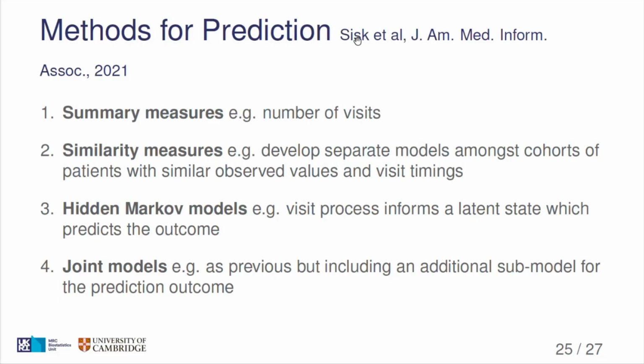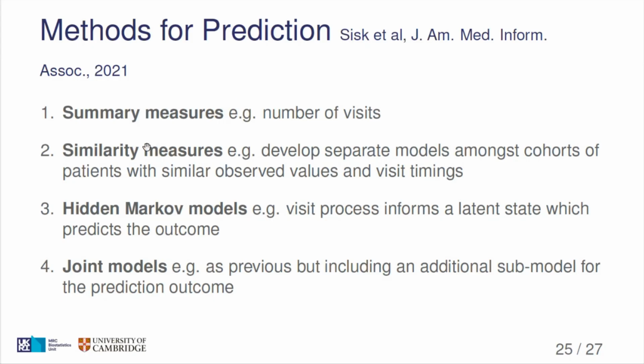Rose, Sisk et al. published a really nice paper which reviewed methods for use of informative observation, and informative presence actually, in prediction modelling. The methods they identified for informative observation are mostly quite similar to the methods that I spoke about for the etiological case. So people have used summary measures, for example, again adjusting for the number of visits that the person has had in the past.